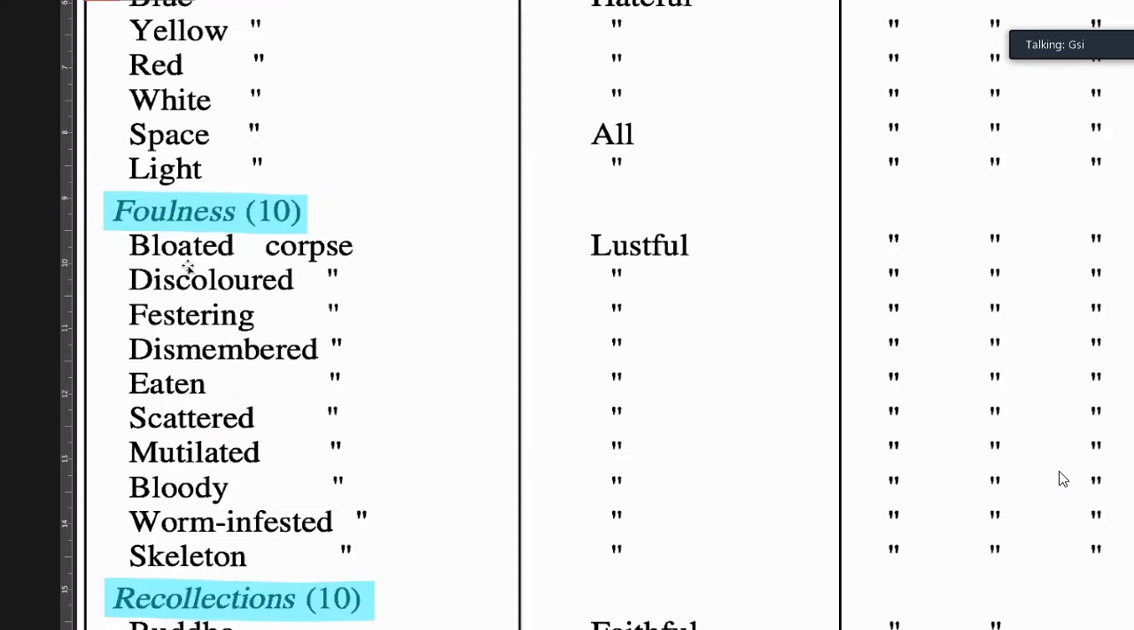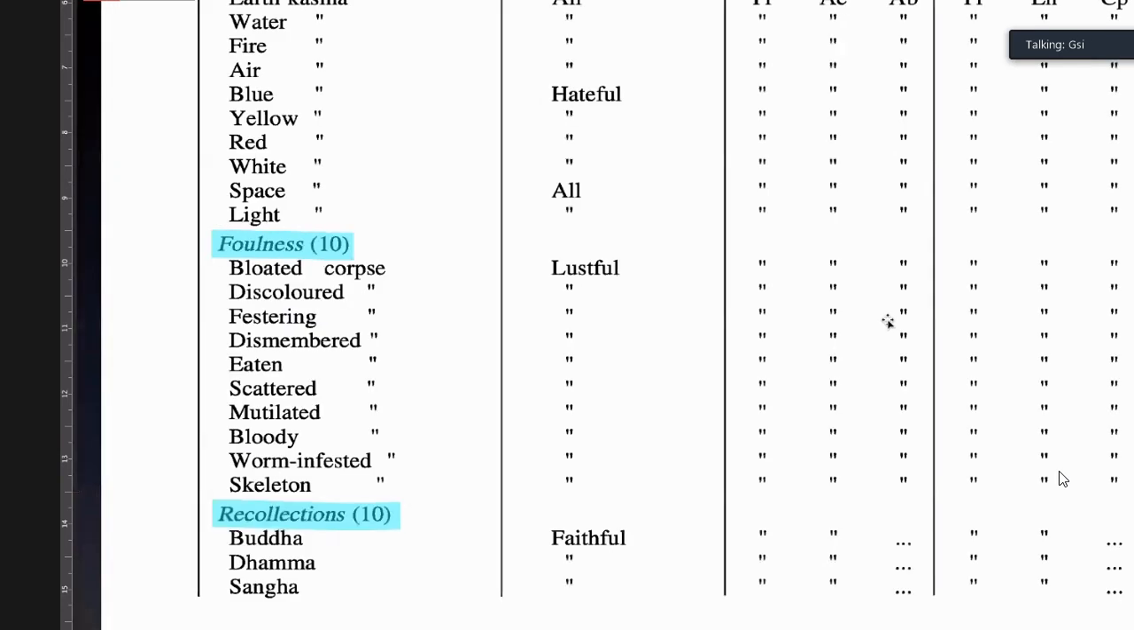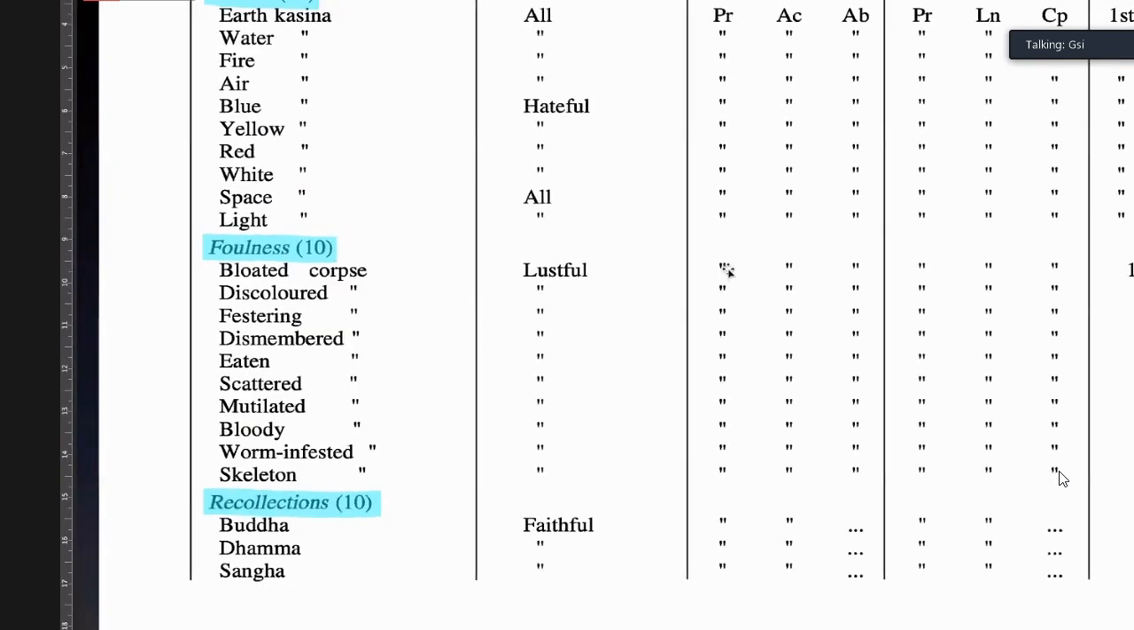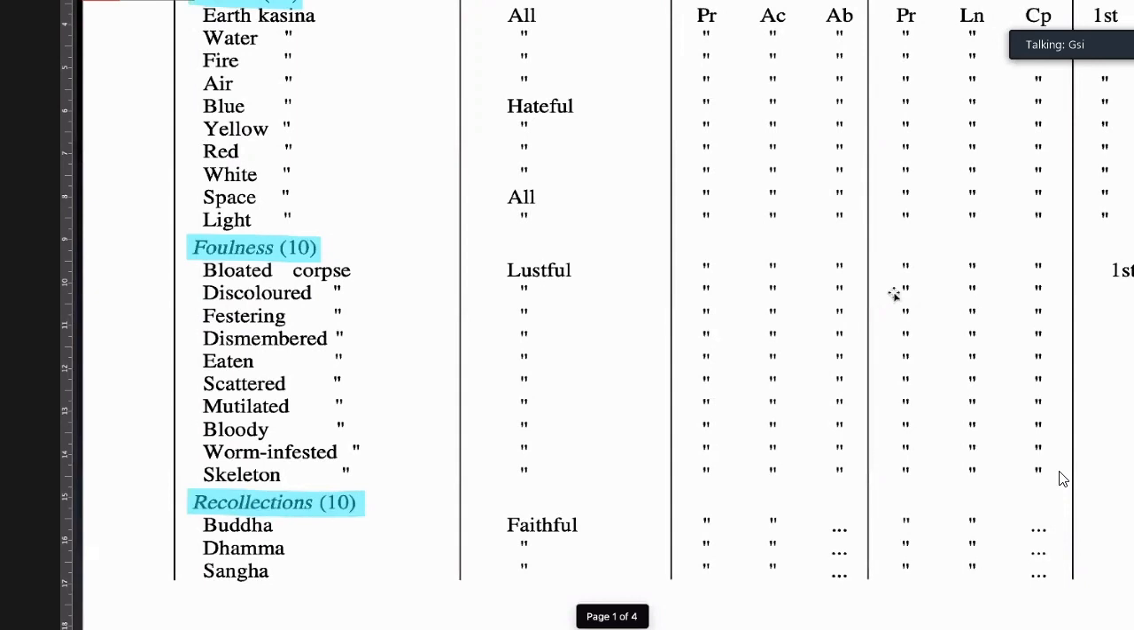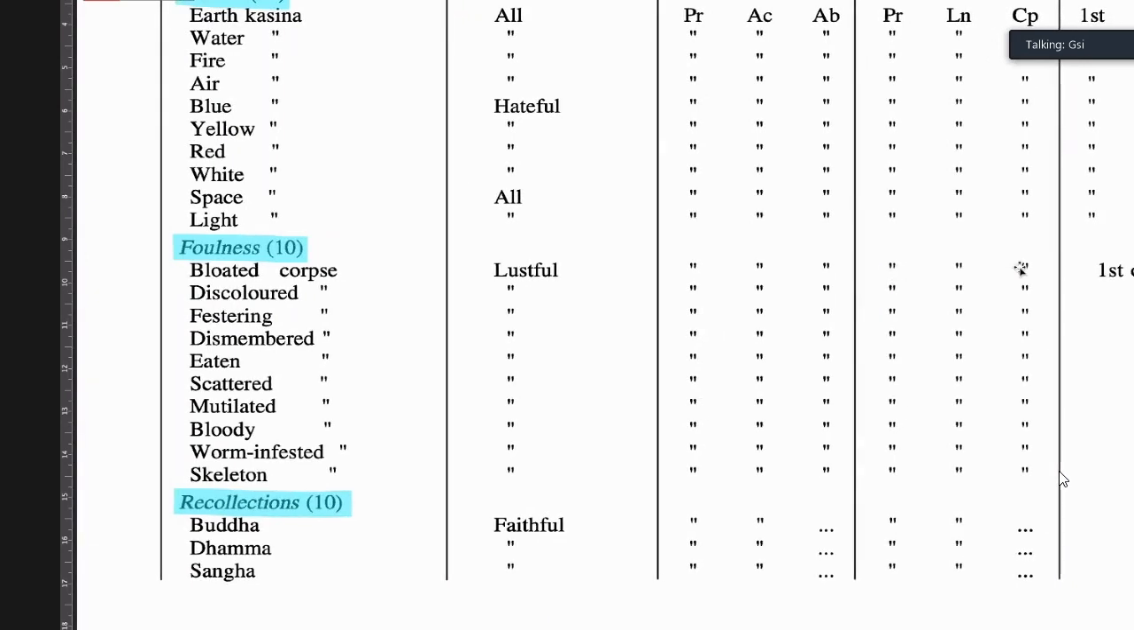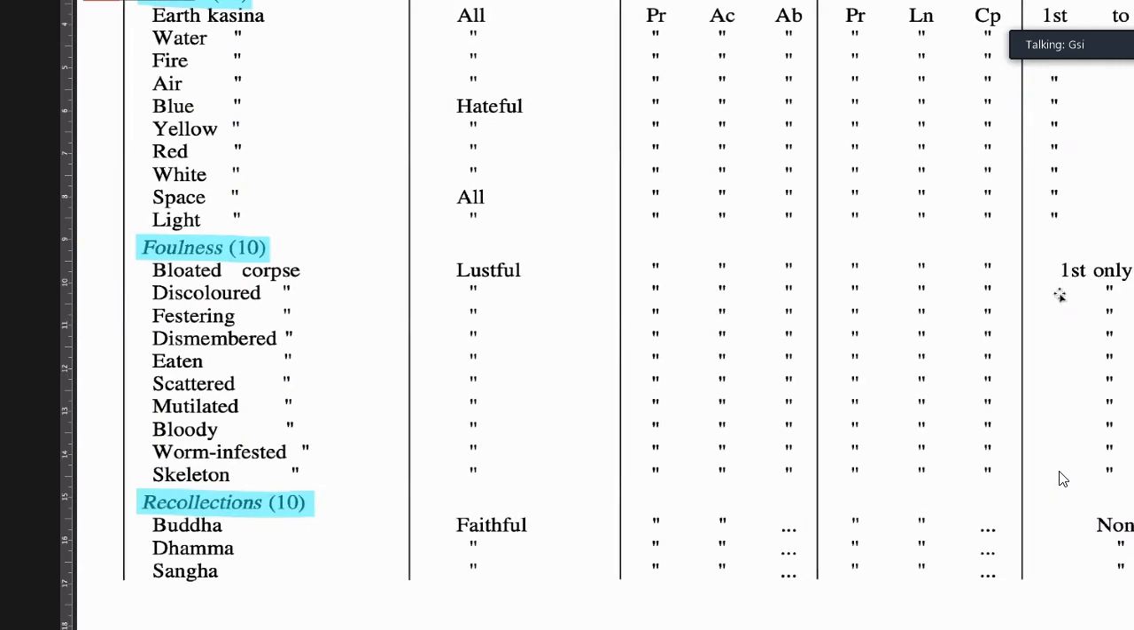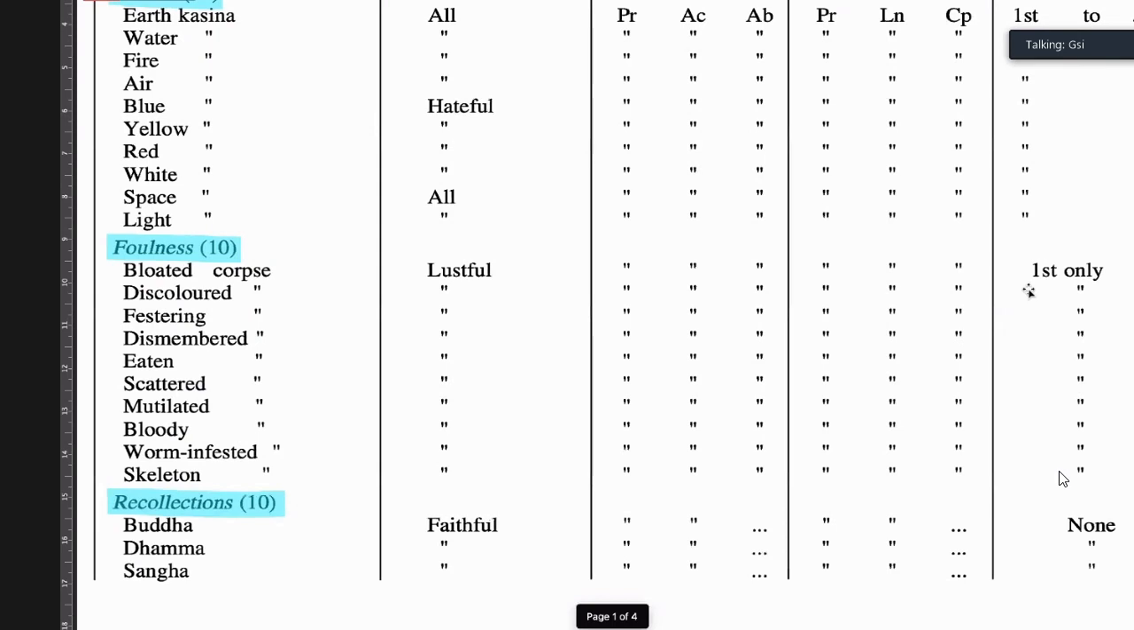When you take these things, all of these, that means you are able to gain preliminary concentration, access concentration, and also absorption concentration. You have a preliminary sign, a learning sign, and a counterpart sign also, but you can only achieve the first jhana. All these things, you are able to achieve the first jhana only.